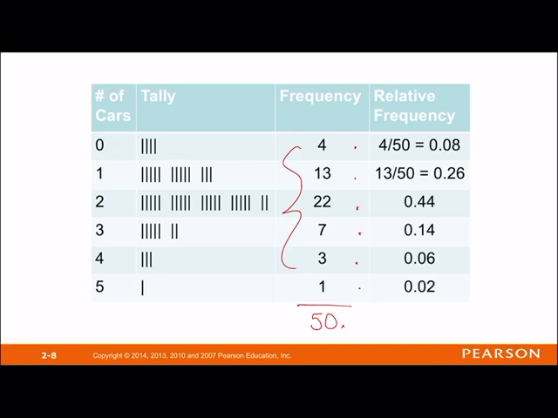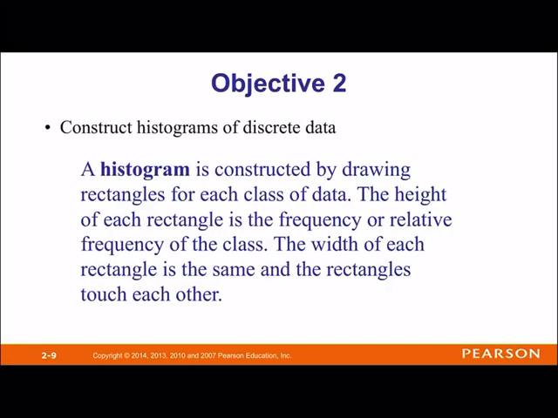13 divided by 50 is 0.26. 22 divided by 50 will give you that 0.44. 7 divided by 50 gives you the 0.14. 3 divided by 50 gives you the 0.06. And 1 divided by 50 will give you the 0.02. Okay, and it's as easy as that. We're already on to objective number 2.